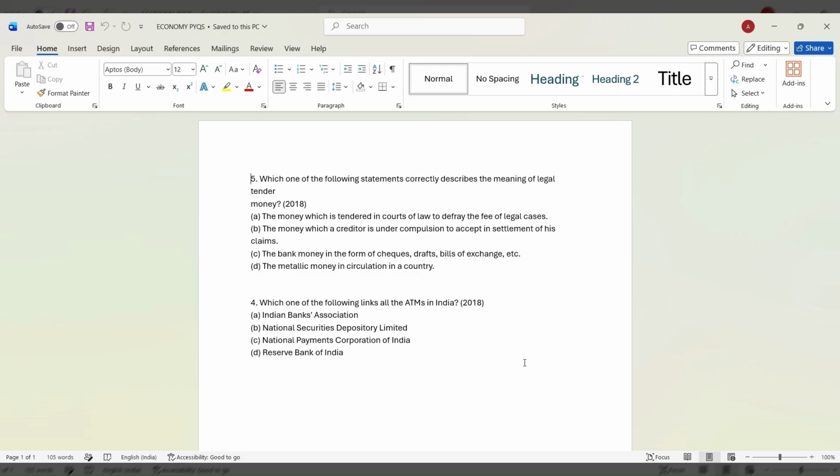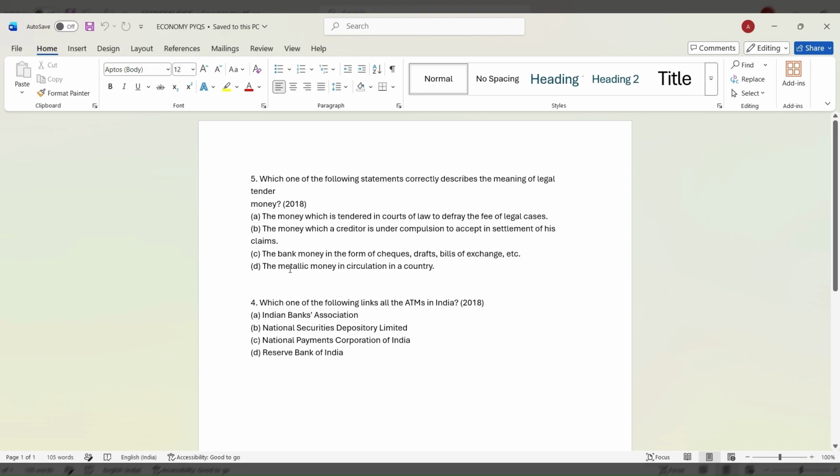So today we are going to discuss a PYQ of economy. The question is, which one of the following statements correctly describes the meaning of legal tender money? The money which is tendered in courts of law to defray the fee of legal cases, the money which a creditor is under compulsion to accept in settlement of his claims, the money in the form of checks, drafts, bills of exchange, etc., the metallic money in circulation in a country.